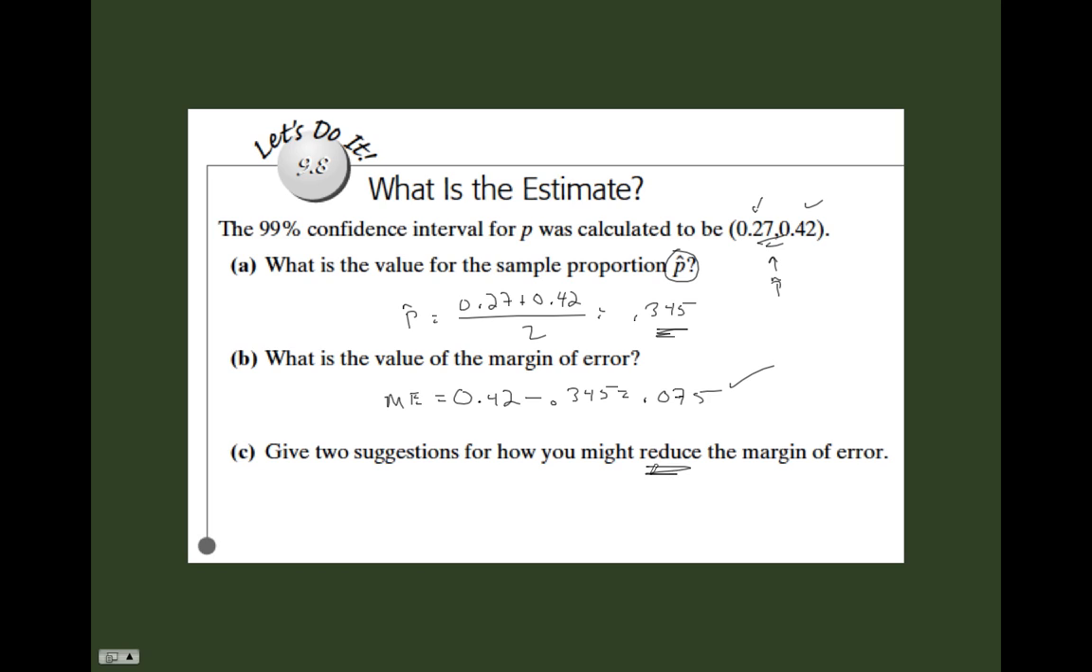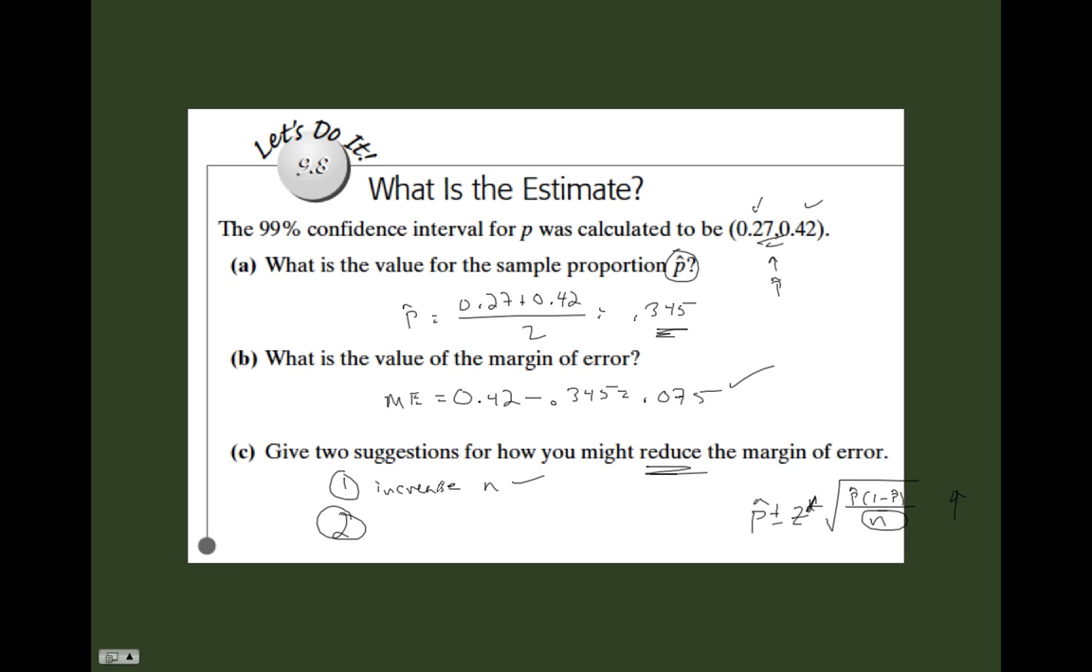Now, how can we reduce the margin of error? There are two ways we can do this. The first way is to increase the sample size. Since the formula for the margin of error has the sample size n in the denominator, as this denominator increases, the margin of error is going to decrease. That makes sense. If you have a larger sample, then you know more about the parameter you're trying to estimate in the population. So intuitively, that should make sense as well.